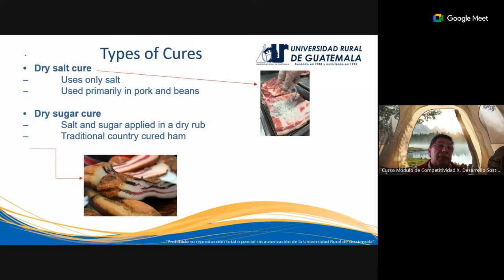Types of cures. There are two main types of cures: we can use a dry salt cure, or we can also use a dry sugar cure. Dry salt cure uses only salt, and it is used primarily in pork and beans, while dry sugar cure uses salt and sugar applied in a dry rub. It is a traditional country cured ham.